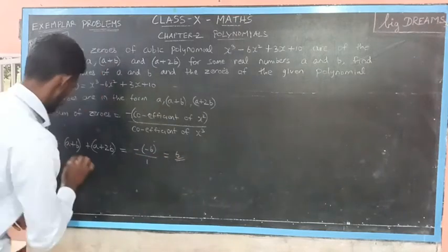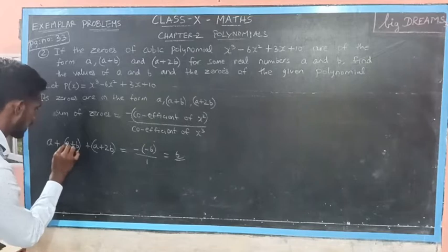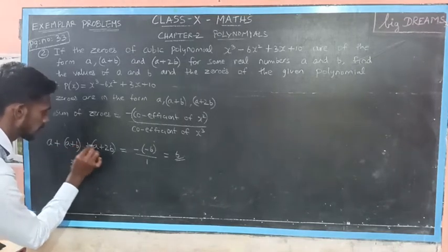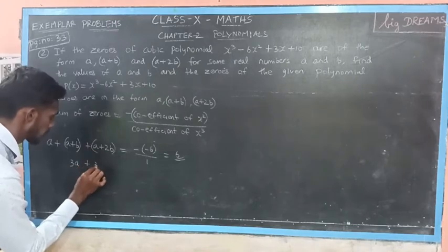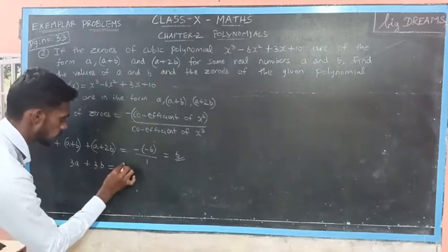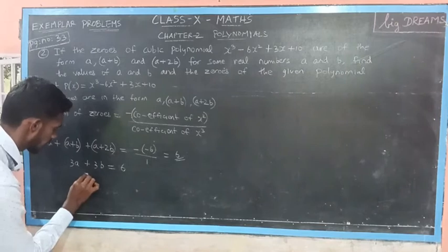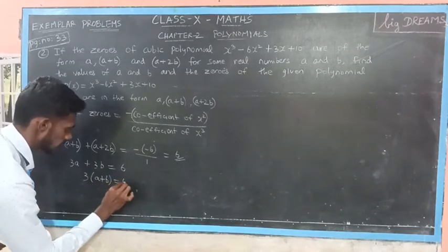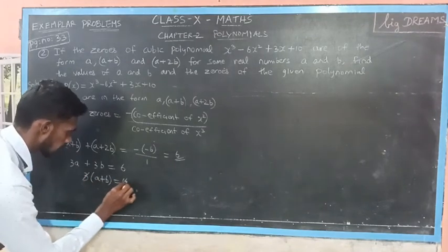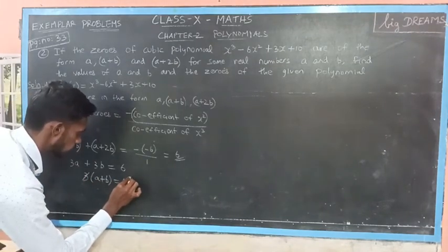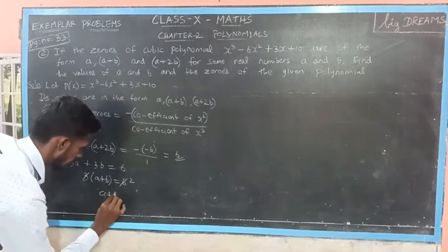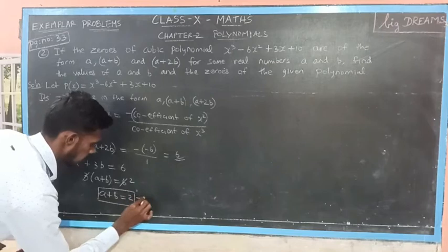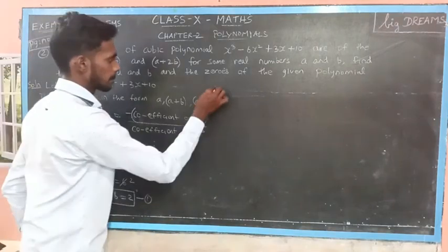Okay. So, this can be written as a plus a plus a, which is 3a, then plus b plus 2b, which is plus 3b, is equal to 6. So, taking 3 as common, 3 of a plus b is equal to 6. Cancelling, we will be getting a plus b is equal to 2. Mark this as step number 1.